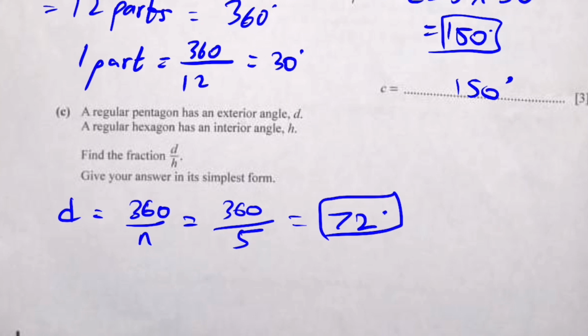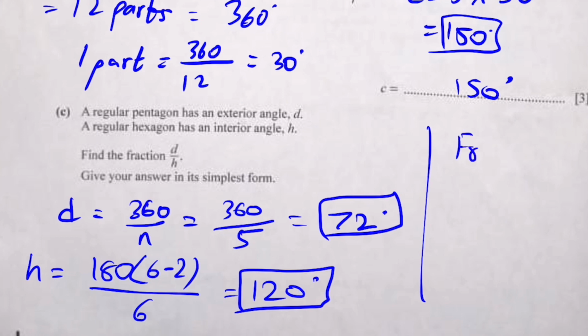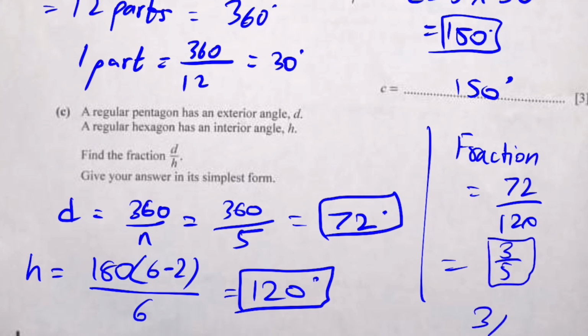Now H will be the sum of interior angles divided by the number of sides. Since it's a hexagon, 180 into (n minus 2), that's 6 minus 2, divided by the number of sides, which is 6. That will be 720 by 6, which is 120 degrees. Now the fraction will be 72 by 120, that's D by H, which is equal to, when you divide both by 24, 3 by 5 in simplest form. That's the answer.